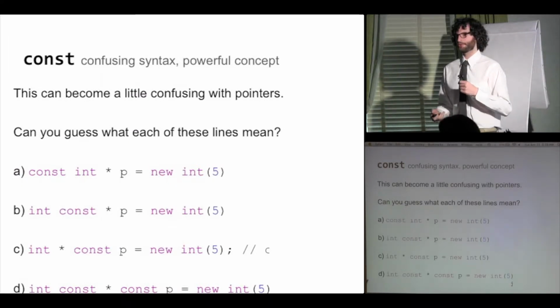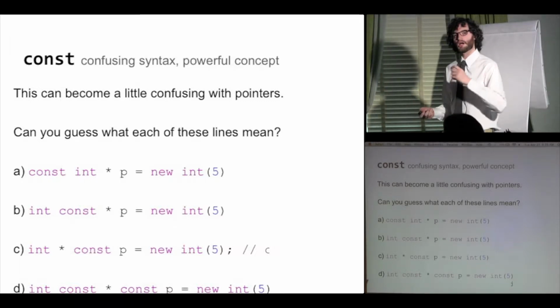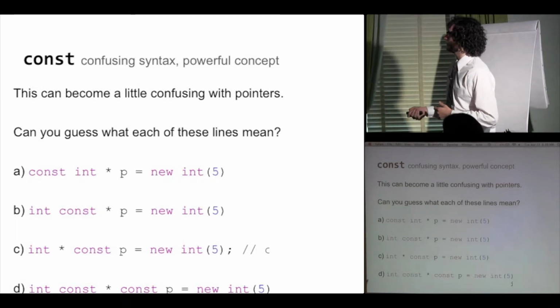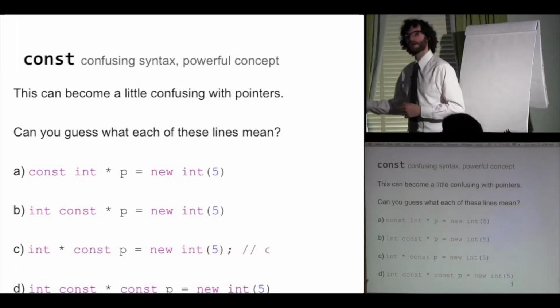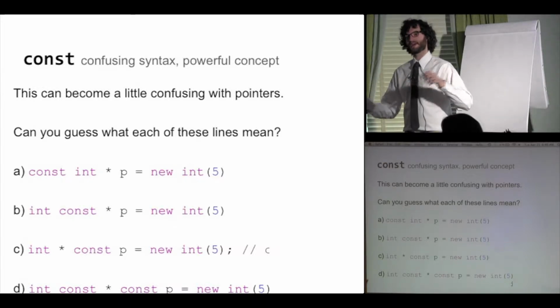So this can become a little confusing with pointers, and we typically don't use raw pointers, but I wanted to go over this a little bit because we do have const owning pointers, and I think it's important to know how those work. So let's get a poll of the class and see what everyone thinks each of these does. So let's look at these, and I'm going to ask a little bit. So let's give it like 30 seconds or so to think about it.